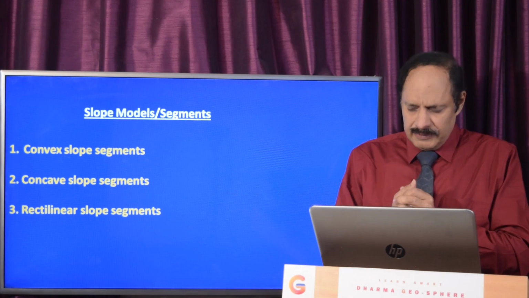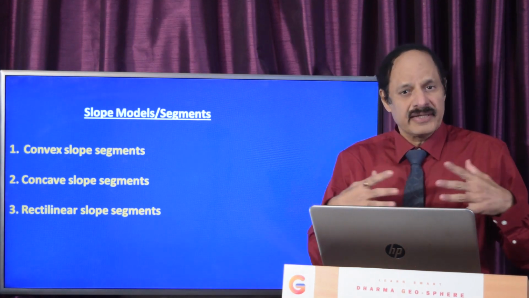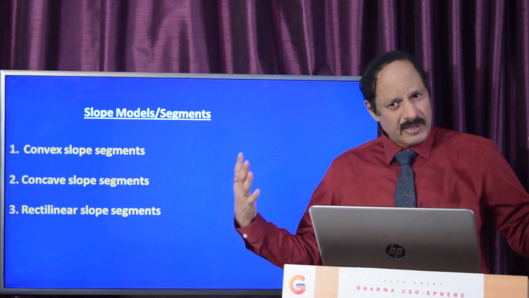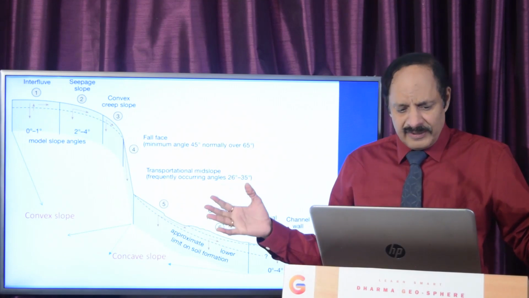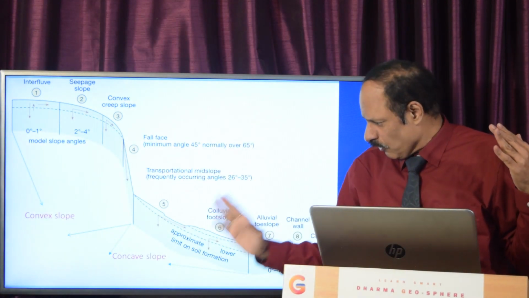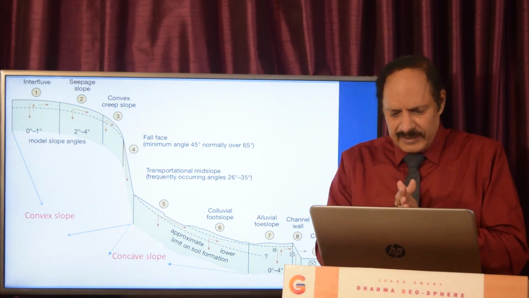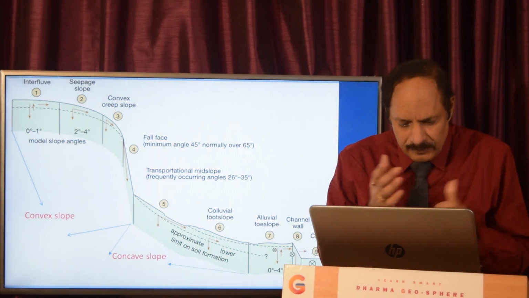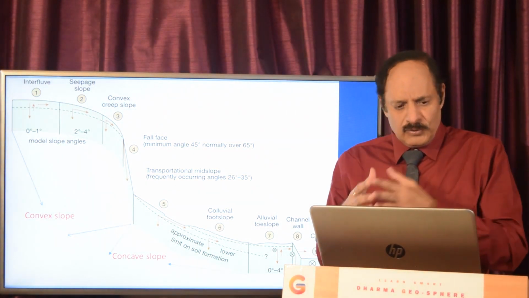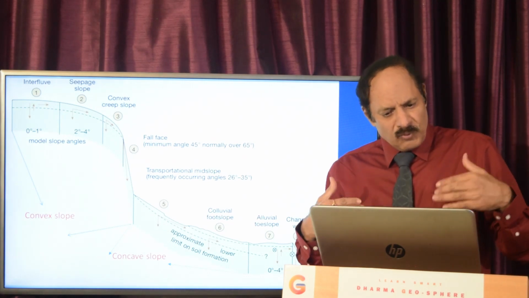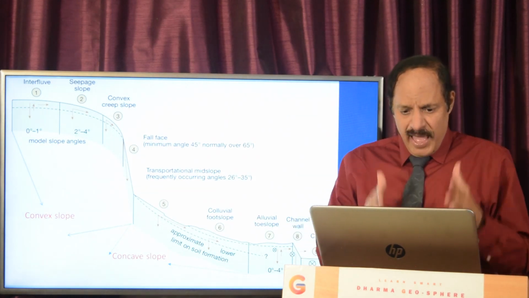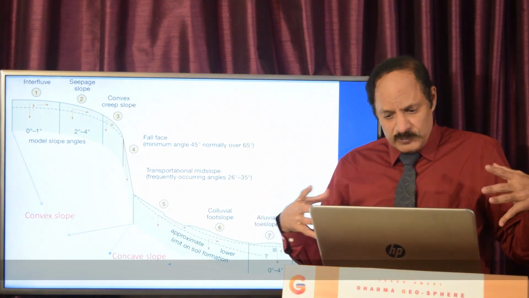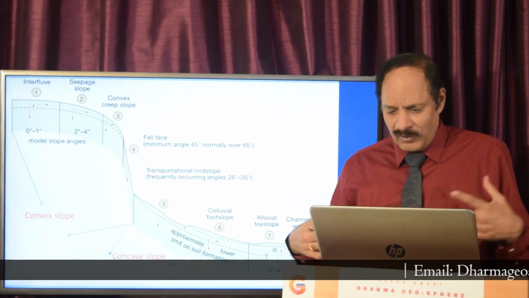So similarly, there are segments in the slope. There are three segments: the convex slope, concave slope, and rectilinear slope. All three of them you can show in one diagram like this. You can see the convex slope, the concave slope, and in the middle is the rectilinear slope. And then you can write down all the important parts of the convex slope and the concave slope, that is the interflow, seepage slope, convex creep slope, the fall face, and then the transportational mid slope, then the colluvial foot slope, the alluvial toe slope, and the channel wall and the channel bed.